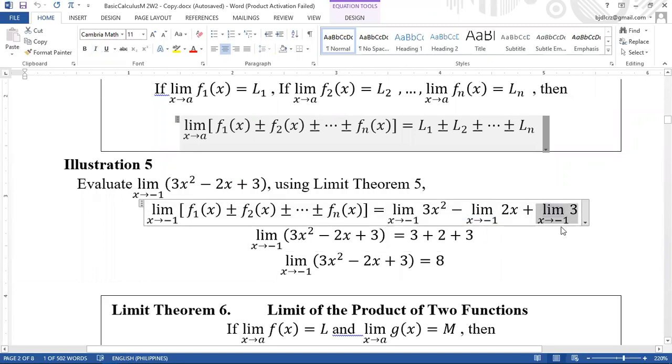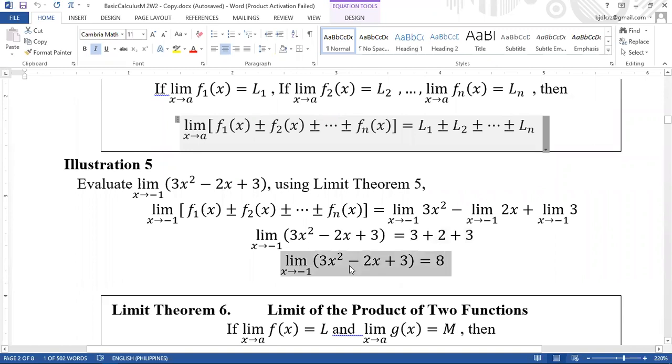The limit of 3 as x approaches negative 1, since this is a constant number, we just write down the constant, which is 3. So now we add all of them, because they are just plus. So 3 plus 2 is 5, plus 3 is equal to 8. So the limit of 3x squared minus 2x plus 3 as x approaches negative 1 is equal to 8.